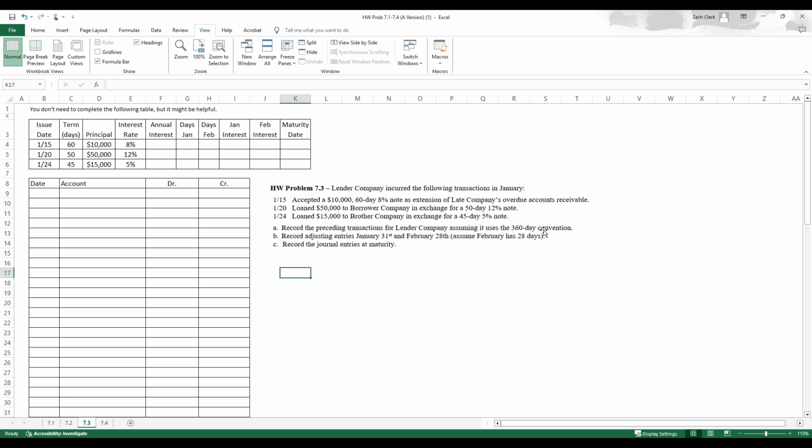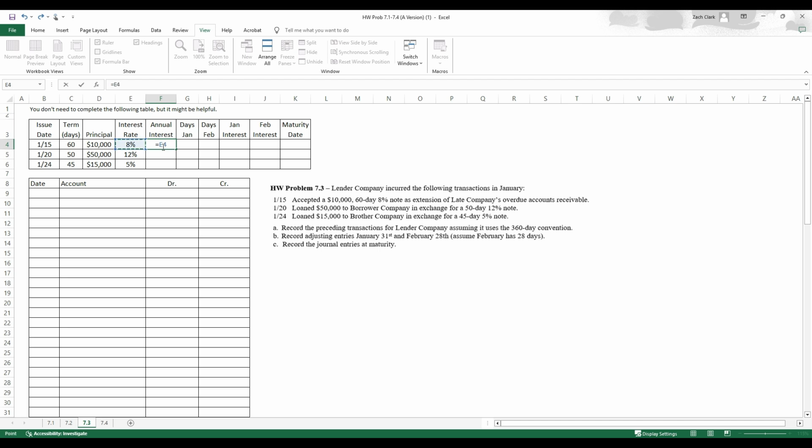Okay, and we're using a 360-day convention, and we're going to record adjusting entries. This is all during January. We're going to record adjusting entries January 31st and February 28th, assuming that February has 28 days, and then record the journal entries at maturity. So let's fill in some of these boxes up here.